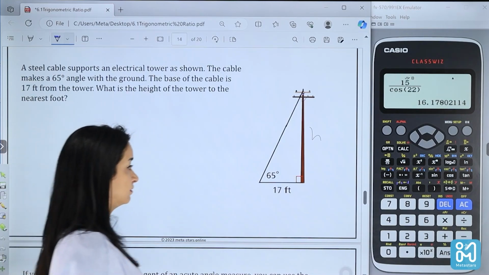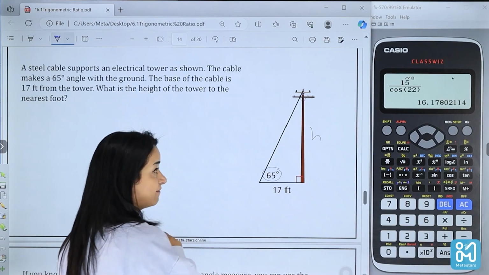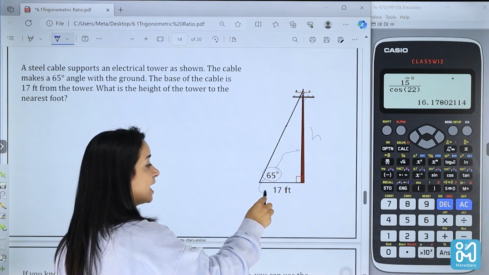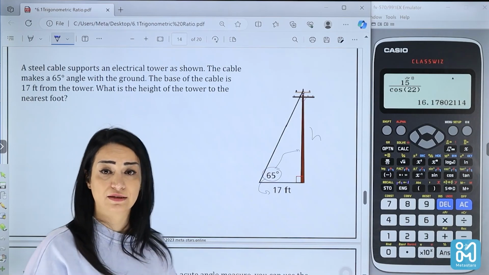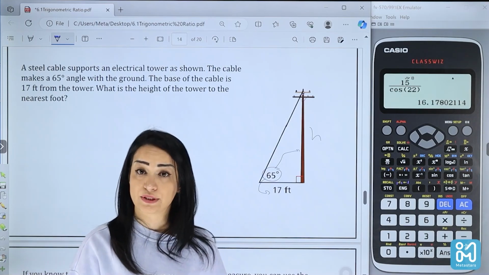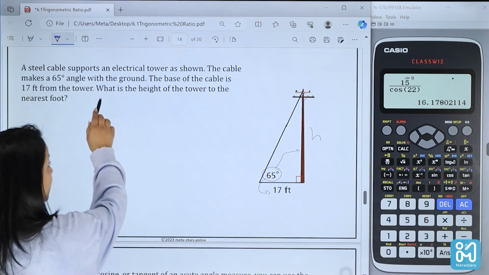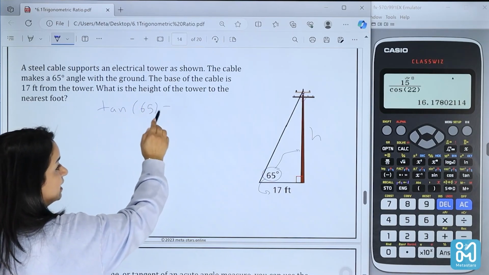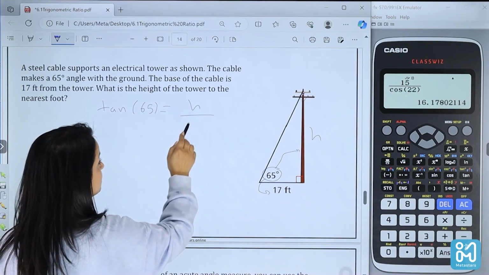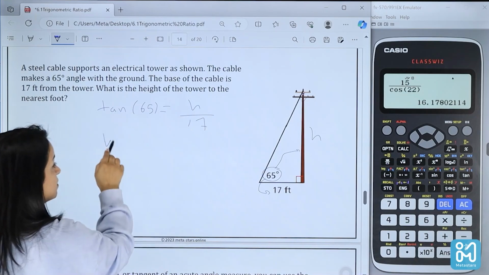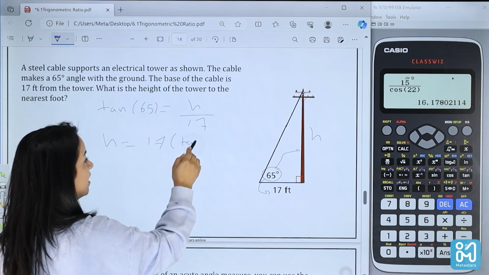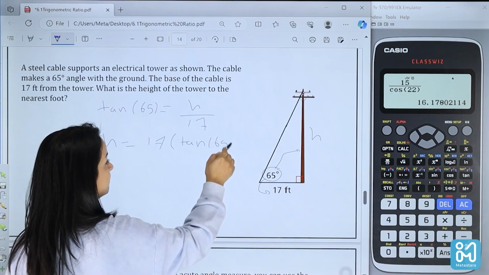So actually the height with its shadow represents a right triangle. So I have the angle, I need to find the opposite, and I know the adjacent. So angle, opposite, adjacent, so directly tan 65 is equal to opposite over adjacent. So H will be equal to 17 times tan 65.